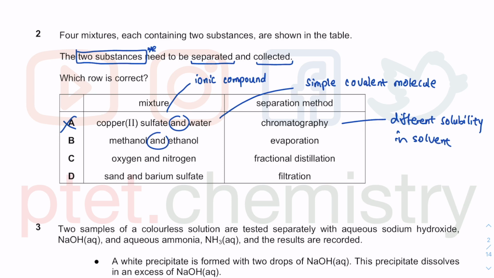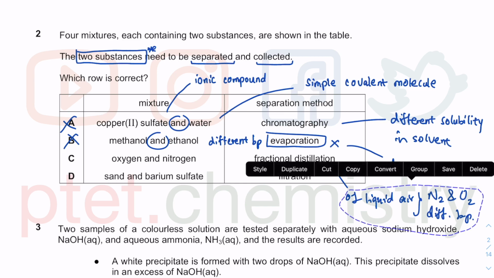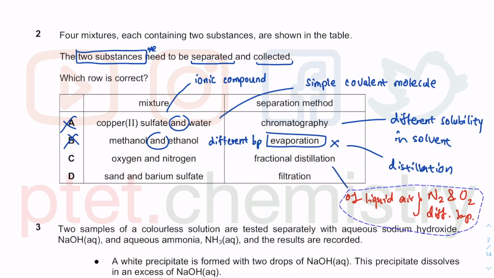Methanol and ethanol, so these are families of alcohol. These have different boiling points, and evaporation is not going to be a good way. We should have done a fractional distillation, because you have 2 components that you want to separate out, so not good there. Oxygen and nitrogen, fractional distillation of liquid air, that is entirely suitable because nitrogen and oxygen have different boiling points. That is the key criterion that will make it suitable for any form of distillation.